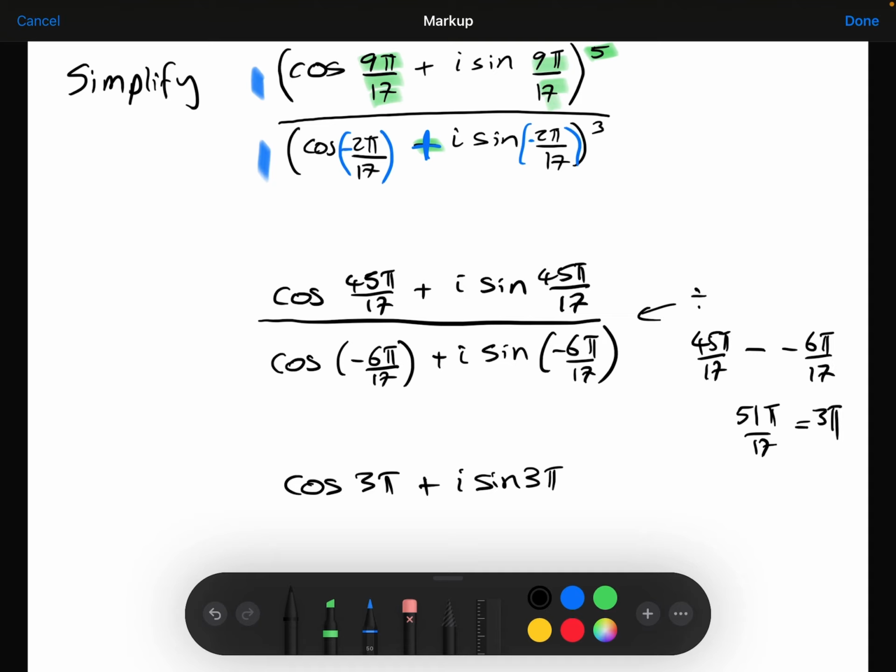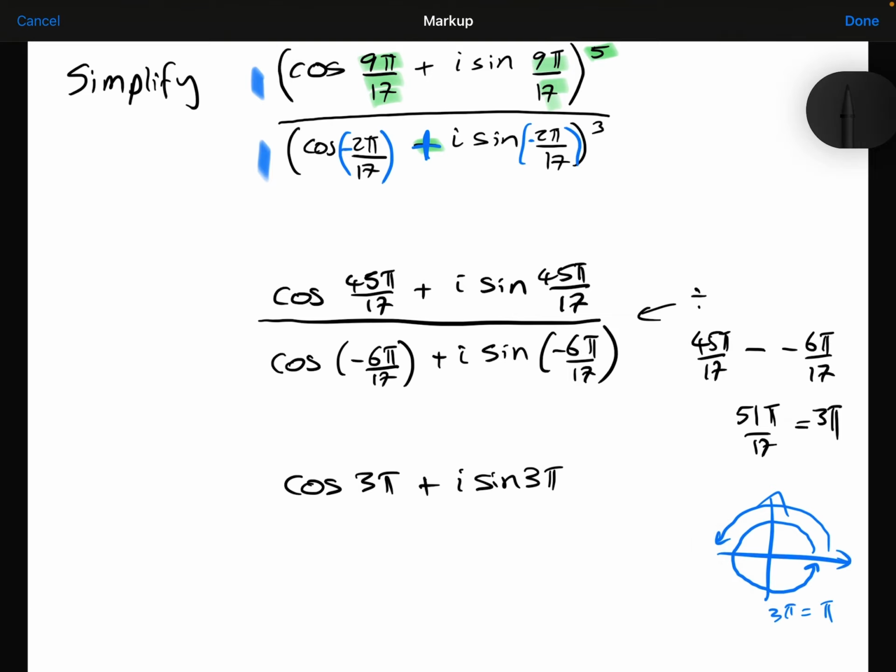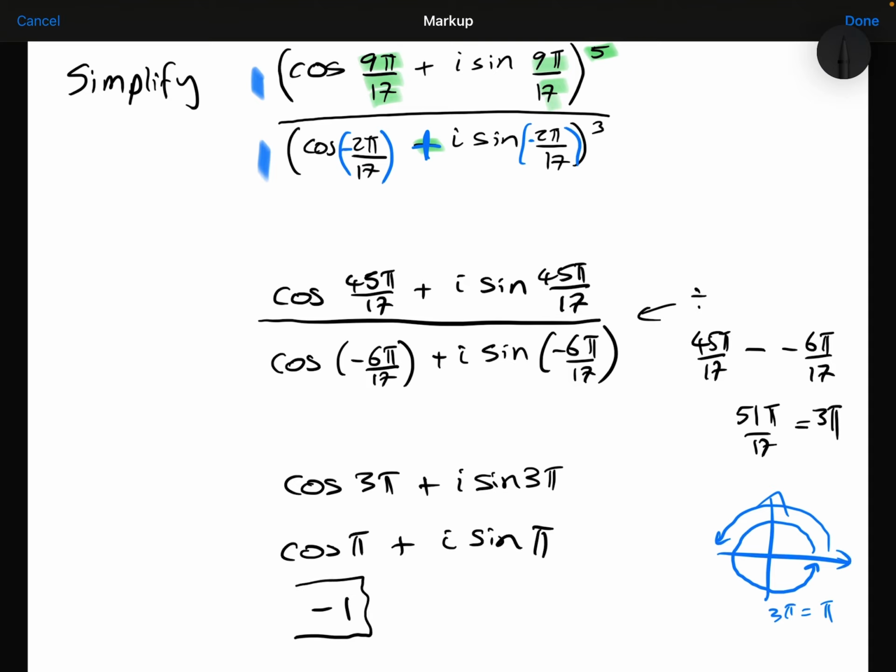3 pi though, I can simplify that. If I think about my Argand diagram, 3 pi, well that's going all the way around 2 pi and then going another pi. So 3 pi is the equivalent of just pi. So I can replace this then as being cos pi plus i sine pi. Cos of pi is -1. Sine pi is 0. So therefore, all of this just simplifies nicely to be -1.